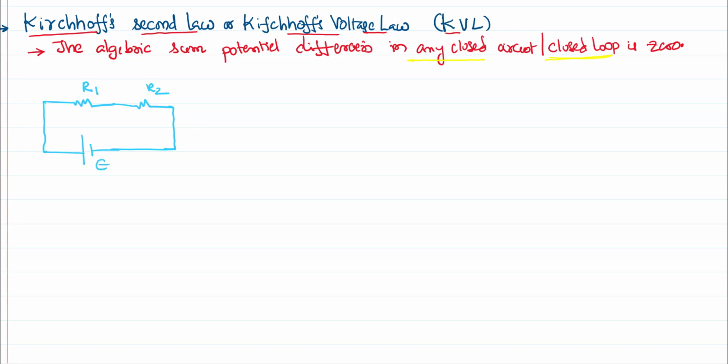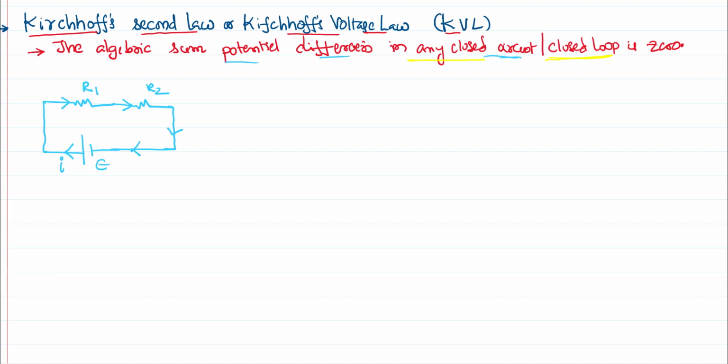So it says that the algebraic sum of potential differences in this closed circuit, and this is a closed circuit because there is no place open and the current is passing. How is the current passing? From the positive plate of the battery, current starts, goes across R1 and then across R2, and comes back to the negative plate of the battery and the circuit is completed, and that keeps on happening. So it's a closed circuit.